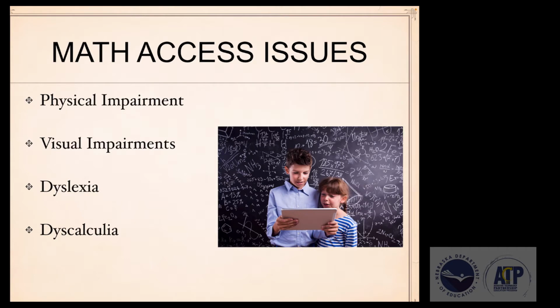Dyscalculia is kind of a dyslexia for math, where they have a hard time with math and calculations and equations, and they do some reversals. So it can be very difficult for them also. So it's very important that they have options to be able to overcome those issues. And dysgraphia, some students have a very difficult time writing down the problems in a coherent manner and going back. So that's where other access issues will come in and will help them.